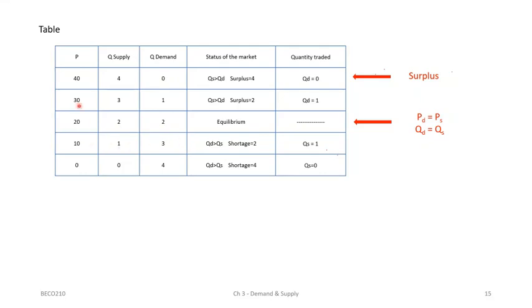Alright. At P equals 20, QS equals QD, so this is the equilibrium. No surplus, no shortage. At price equals 10, this price is lower than the equilibrium. QS is lower than QD. We have a shortage. The shortage equals the difference between the two, 3 minus 1 equals 2. The quantity traded is the lowest between the two, so QS equals 1.